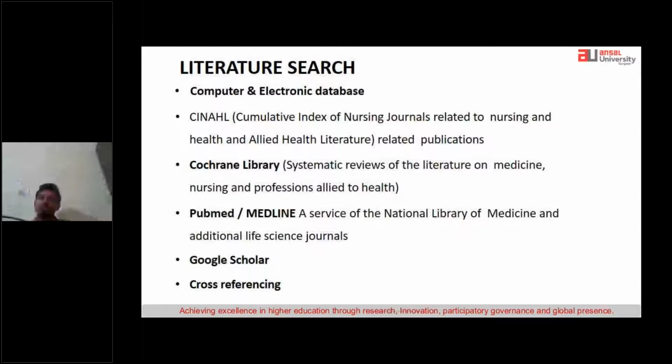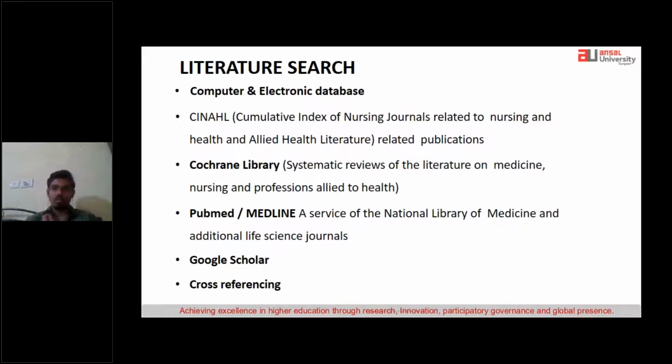So literature search, basically how you will go about it, how you will start it. There are some search engines which you can use. As I said, computer and electronic databases are the ones we use these days to start the literature review. Some of the highly reliable platforms which give you literature related to the health sciences are the Cochrane Library and PubMed. All of you must be knowing about PubMed. Google Scholar too. PubMed and Google Scholar are the two most commonly used platforms which help you in finding the literature.